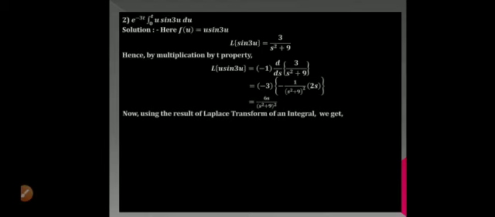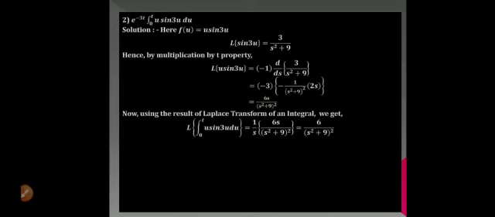Now we have to apply the result of the Laplace transform of an integral. So you have to just divide this latest Laplace transform result by s. It is very simple. The Laplace transform of integration from 0 to t of u sine 3u du is equal to 1 upon s of the latest result. The s gets cancelled, so it becomes 6 upon s square plus 9 whole square.